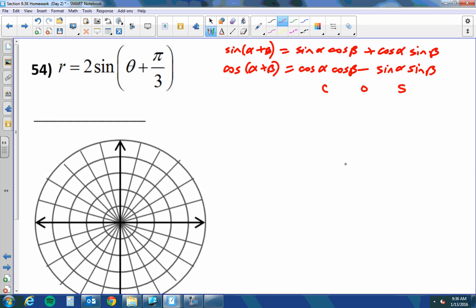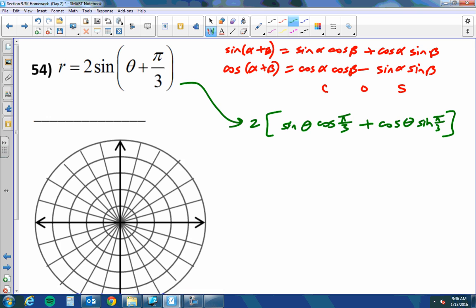Okay. And so we're going to take this thing and rewrite it using that first formula, so it becomes 2, and the 2 times the whole thing, mind you. So it's 2 times sine of theta, cosine of the second angle, plus cosine of theta, sine of pi over 3. Is that it? Okay, good. What is cosine of pi over 3? So I'm just going to replace that with its value, and over here do the same.